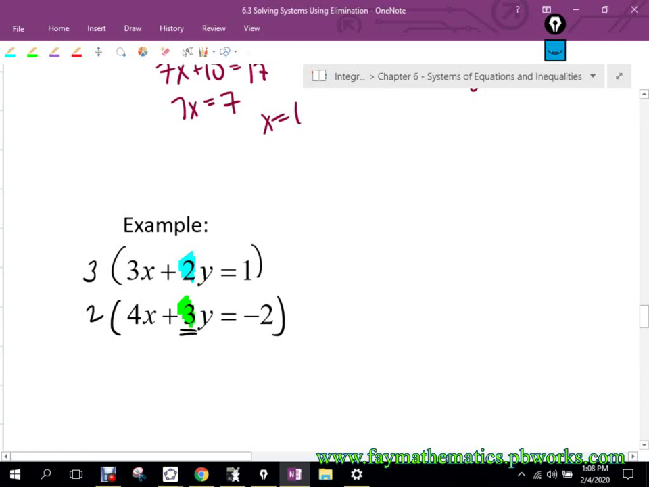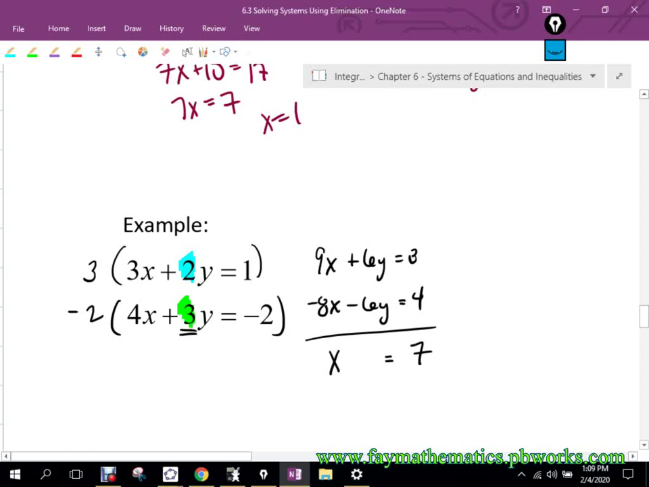But now if I use 3 and 2, they're both going to be positive, right? So I'm going to make this one negative 2. And that will give me 9x plus 6y equals 3. And this one's going to be negative 8x minus 6y equals 4, right? Add straight down. 1x. And that will give me 7, right?